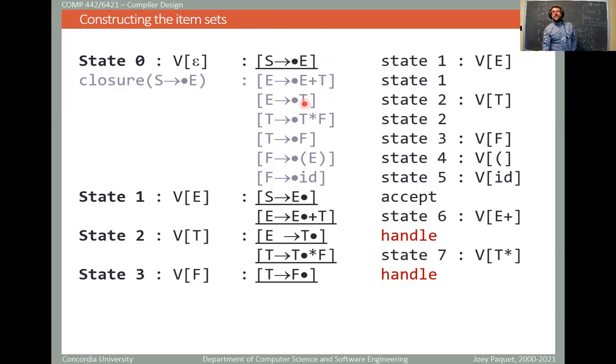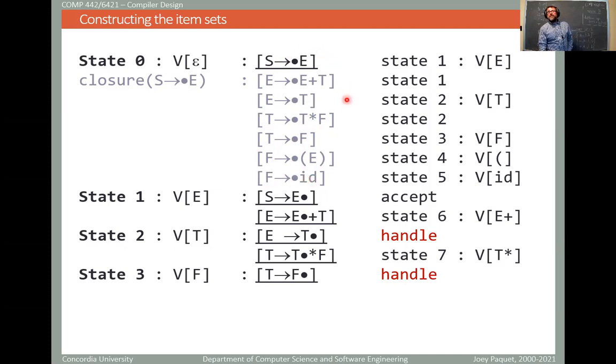Now I can be at the start of a T. I already computed the start of E. The next thing I will do is a T. If so, T can be either T times F or F. So it can be the start of T times F or the start of F. Now, as I have F after the dot, F can be E between parentheses or ID. So it can be the start of E between parentheses or the start of ID.